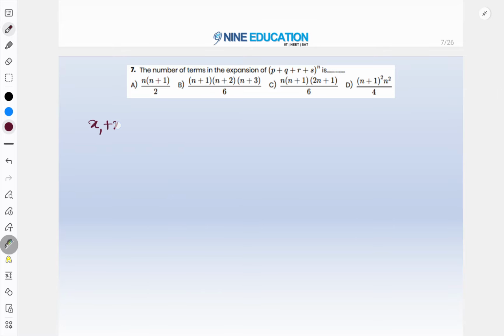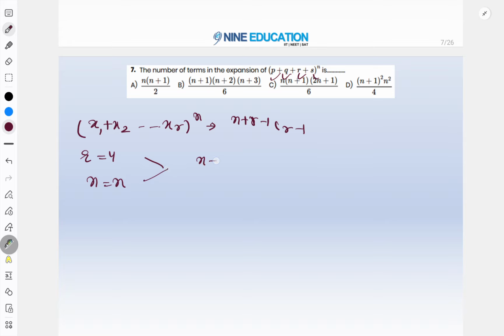The number of terms in the expansion of (x1 plus x2 and so on up to xr) power n is given by n plus r minus 1, C r minus 1. So here you are having 4, value of r is 4. Value of n is n itself.